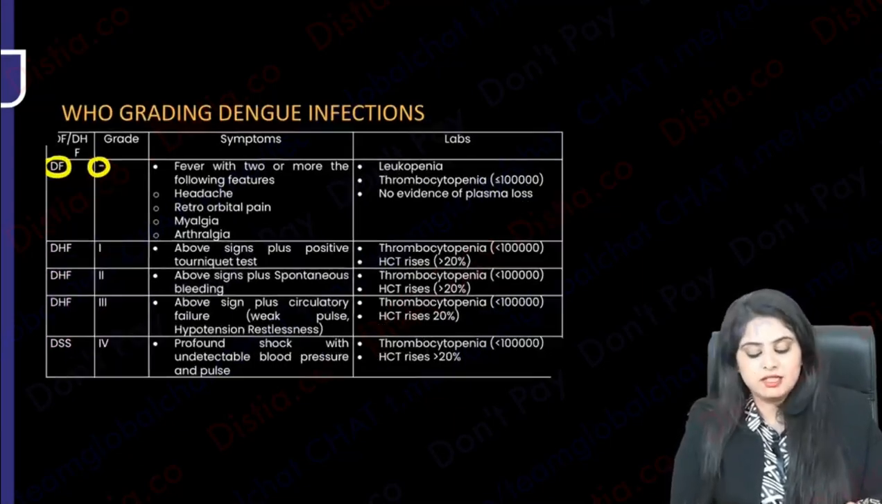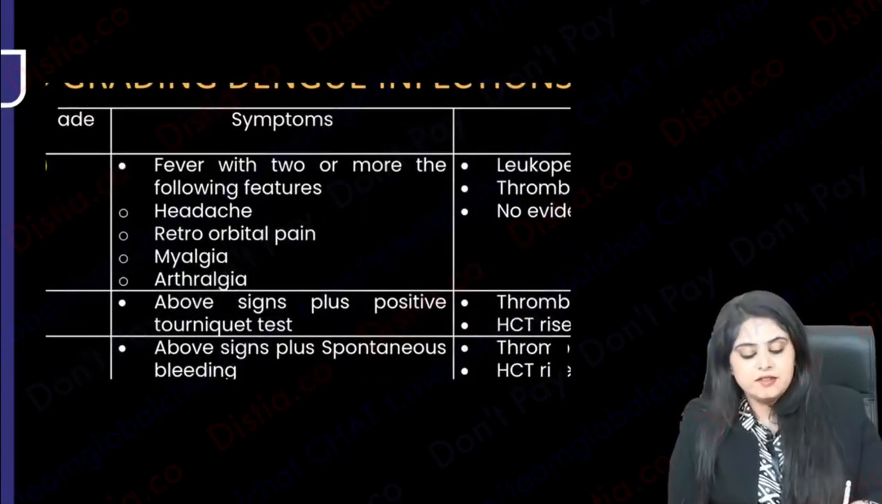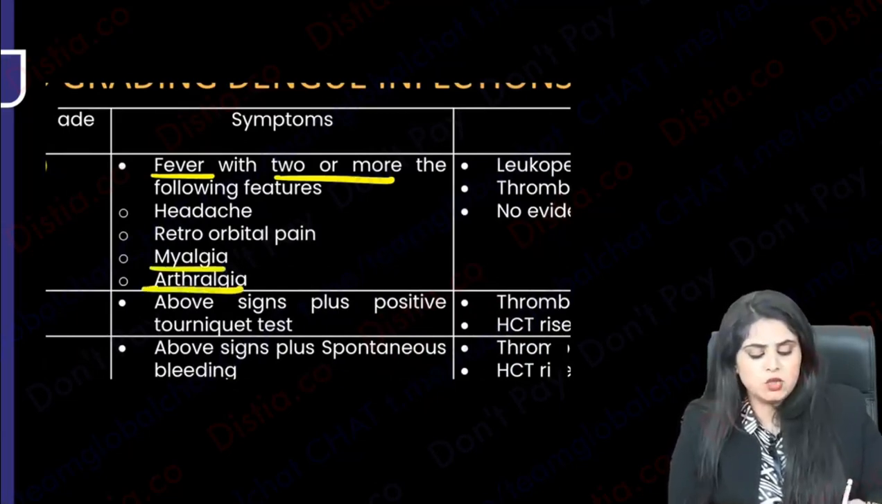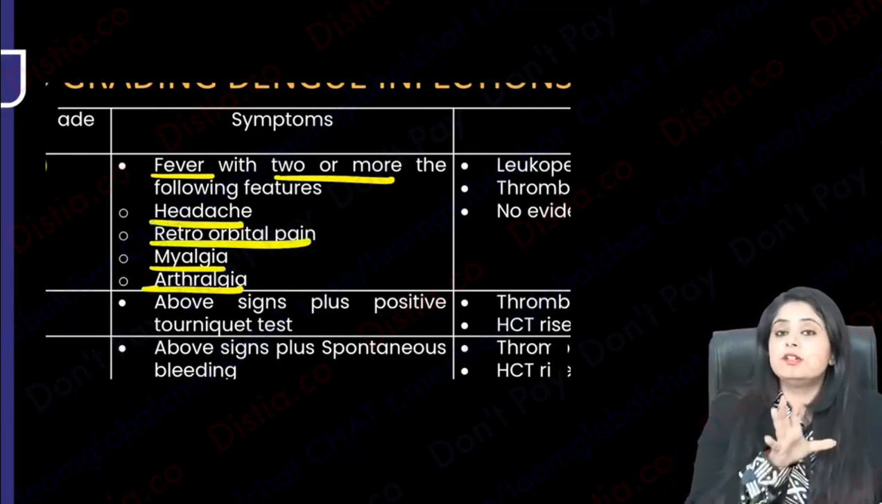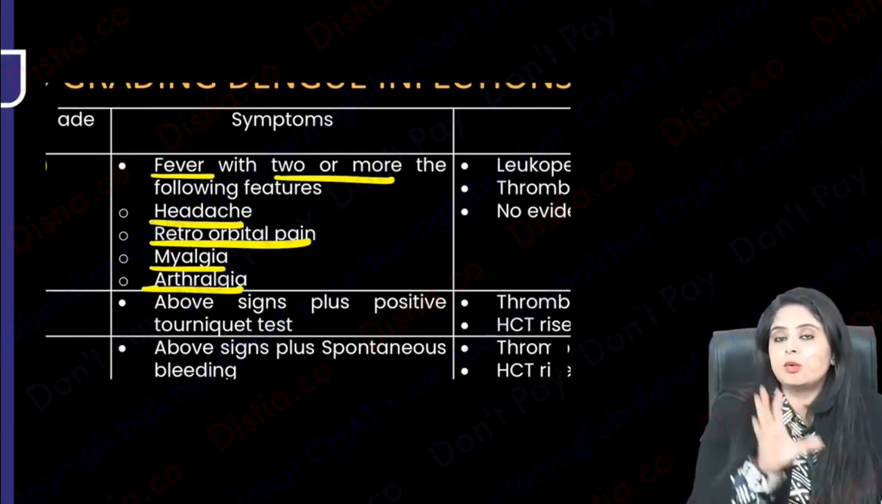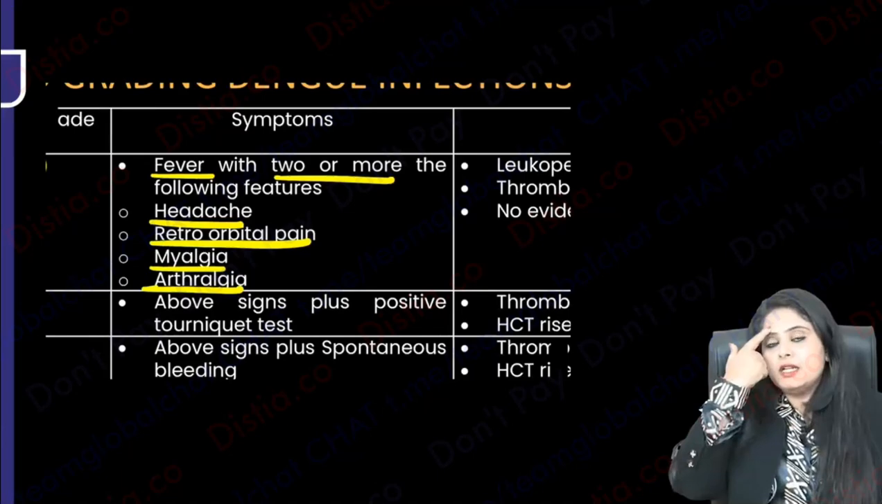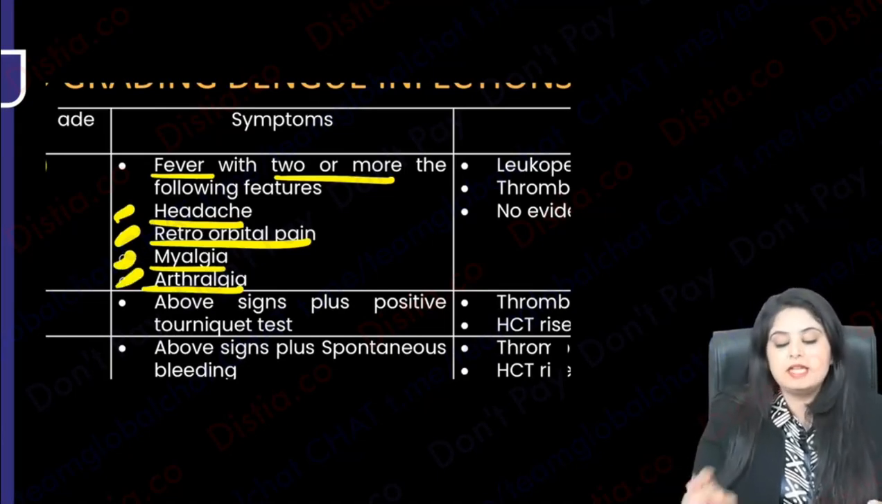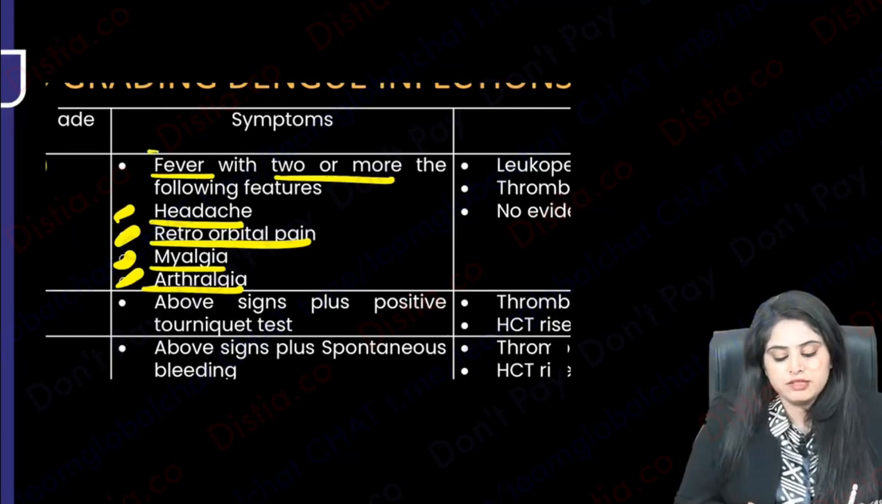And what are the things? I think you already know. What is dengue fever? Fever with 2 or more of the following symptoms. What are the symptoms I told you? Break bone fever, lots of muscle pain, joint pain, frontal headache, and retroorbital pain. That is the WHO criteria for pains. What are the 4 pains they've said? Frontal headache, retroorbital pain, muscle pain and joint pain. Any 2 or more of these pains along with the fever.